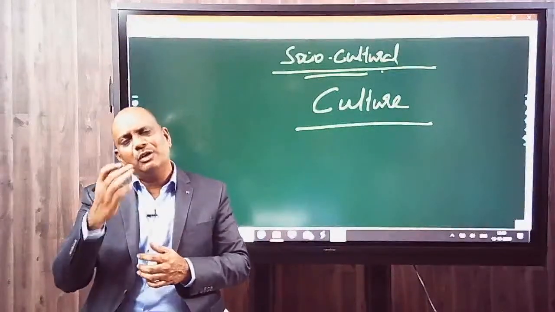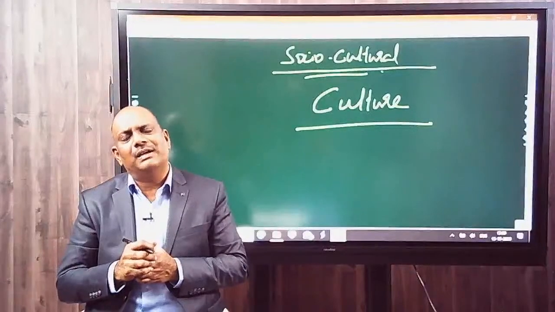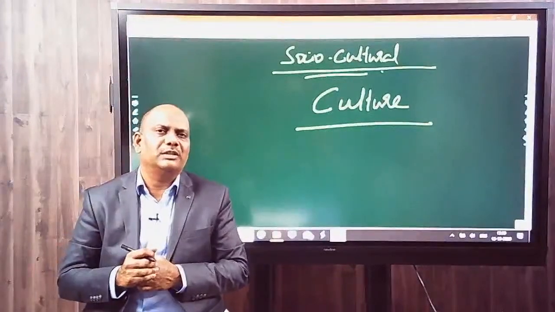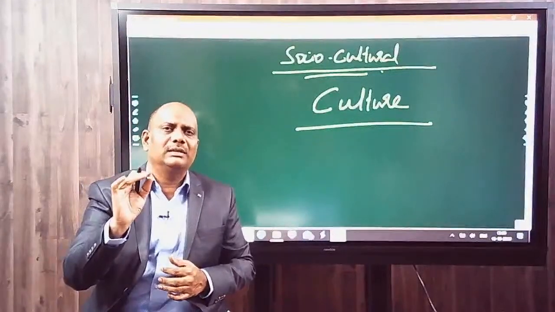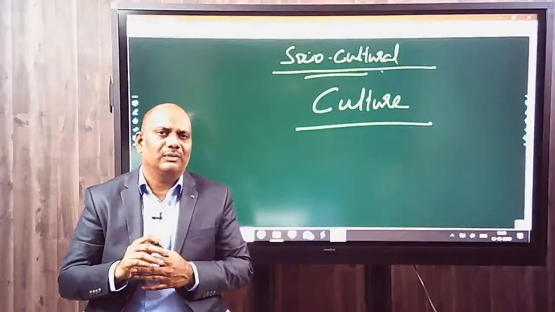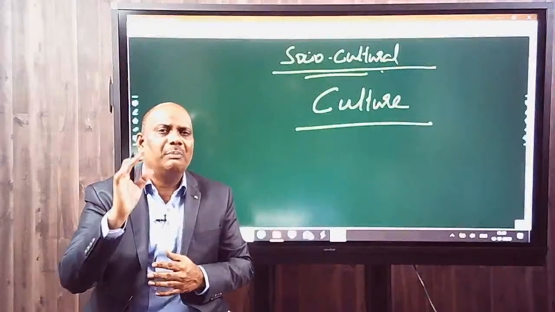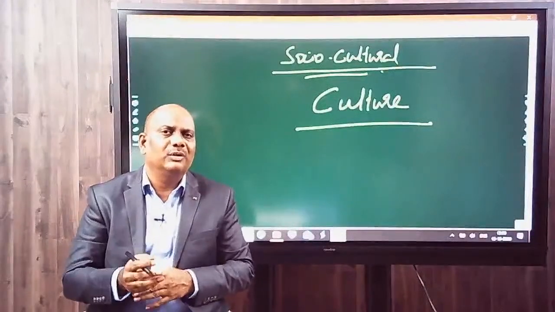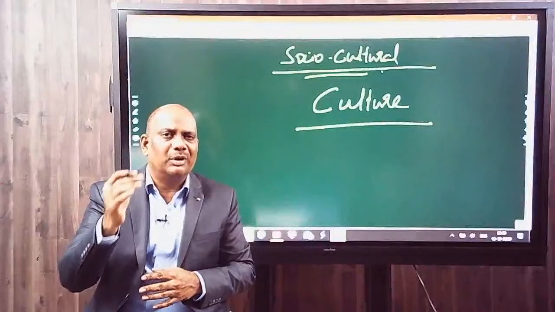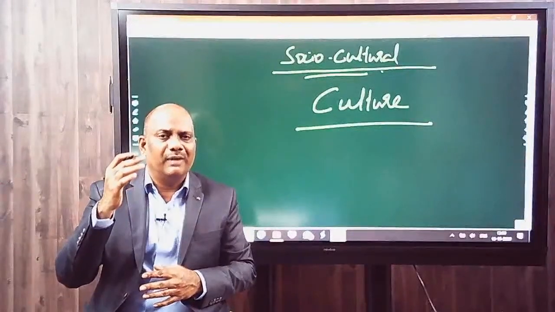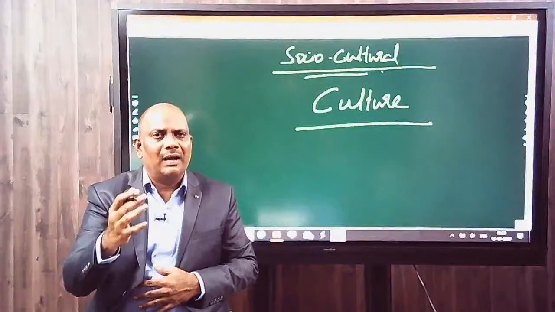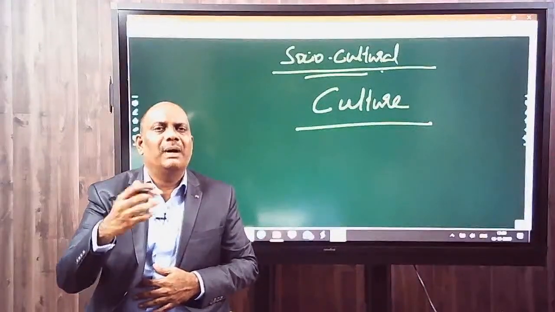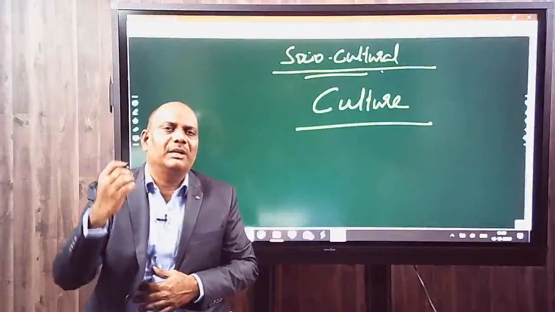First of all, what do you mean by culture? E.B. Taylor defines the meaning of culture. According to him, culture is that complex whole. Culture is not an ordinary whole, it is a complex whole which includes arts, crafts, morals, language, values, faith, etc., which man gains or acquires as being a part of a society.